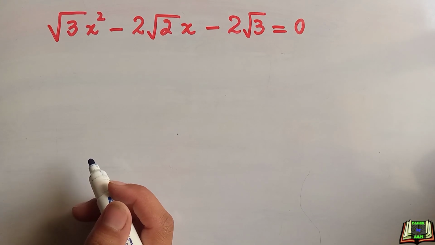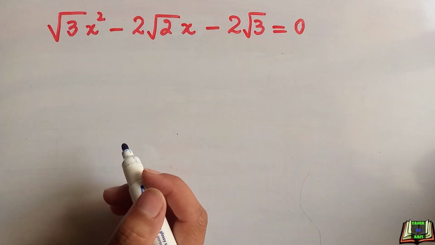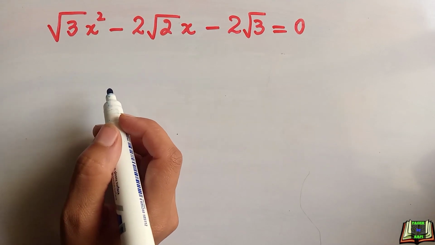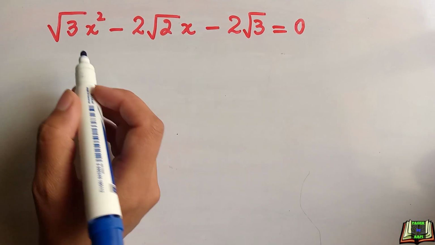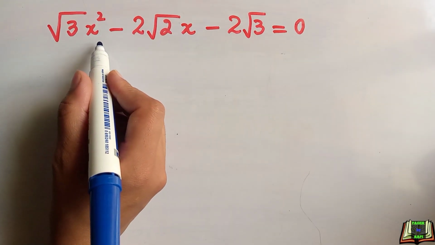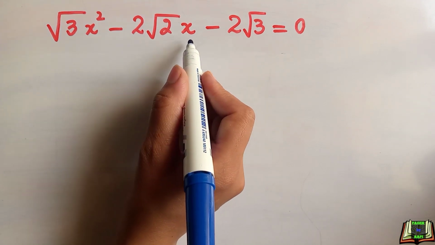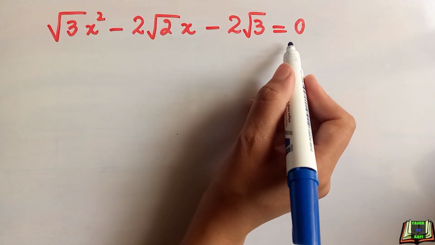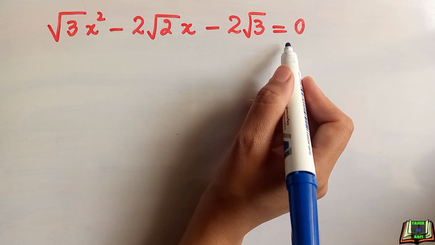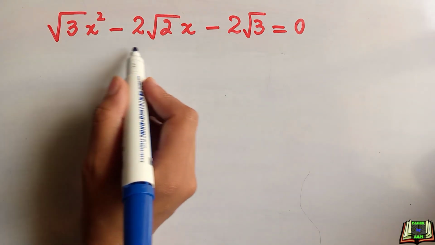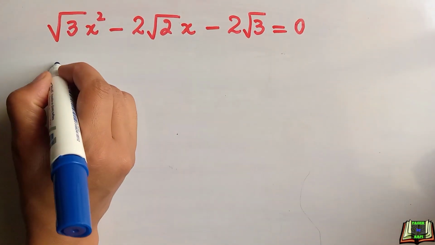Welcome back. In this tutorial, we will see the solution of this nice algebra equation in an easy way. The equation is root 3 times x square minus 2 times root 2 times x minus 2 times root 3 is equal to 0. We have to find all possible roots of x in this equation. So let's see how we can find it out.